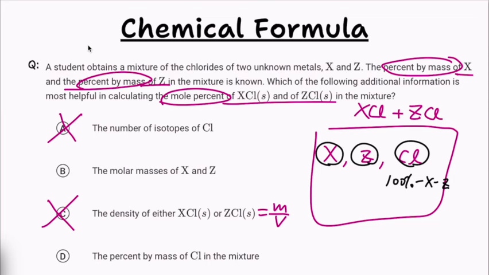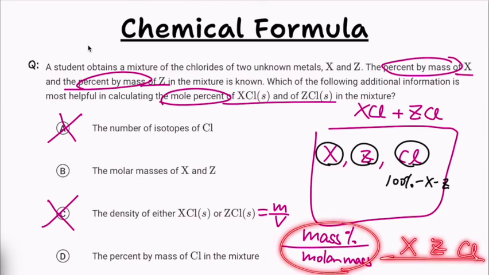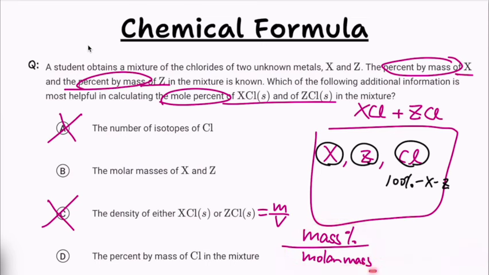So this is very similar to how we calculate the empirical formula. You are given the mass percent, and then you're going to divide the mass percent by its molar mass, and then you're comparing these values of different elements. You're comparing this ratio of X and Z and Cl, and then you can figure out their mole percent. Okay, which means now what I need is molar mass of each of the compounds X and Z. So the answer is B.